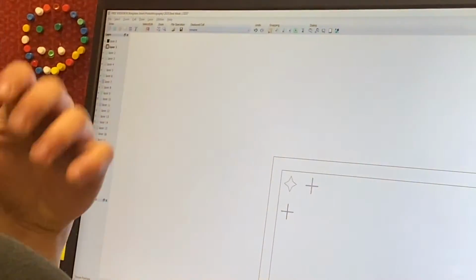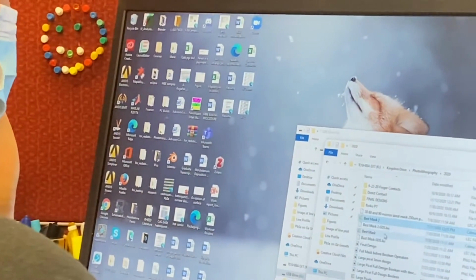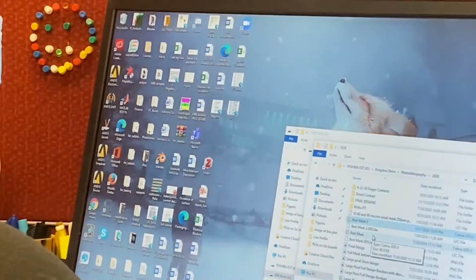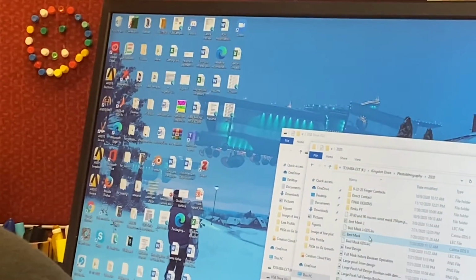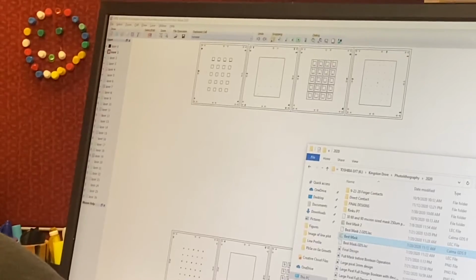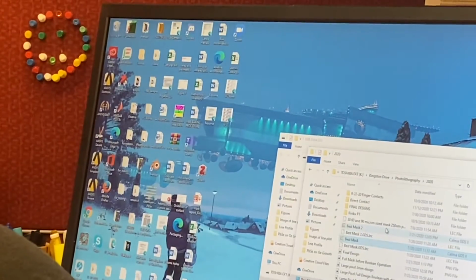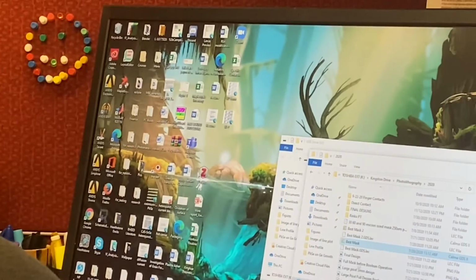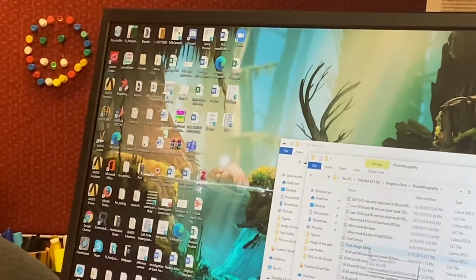All right, let me see if I can find the width Boolean. Is this width Boolean? Nope. Where is it? Photography.